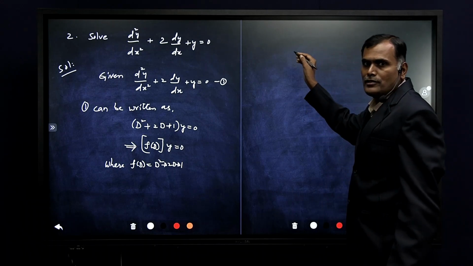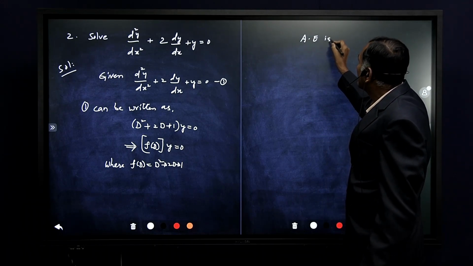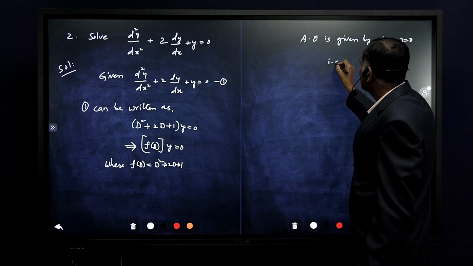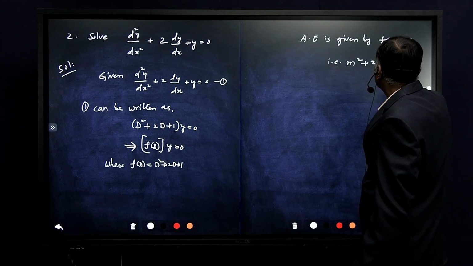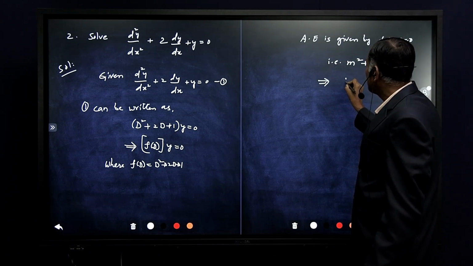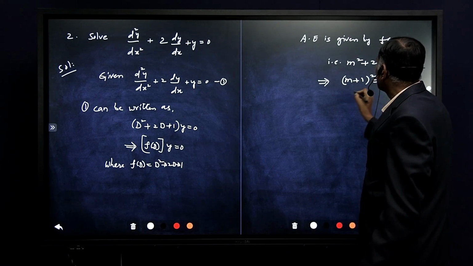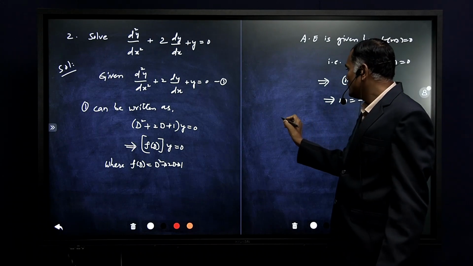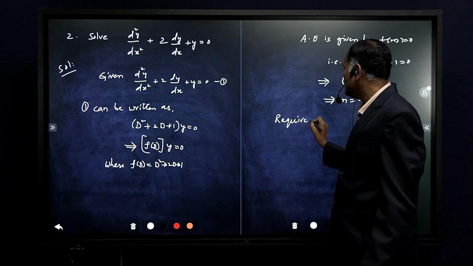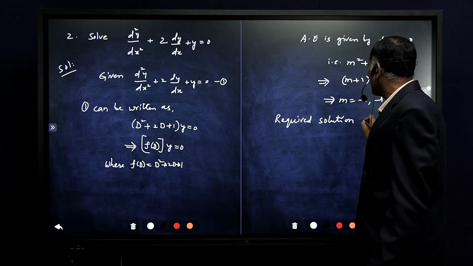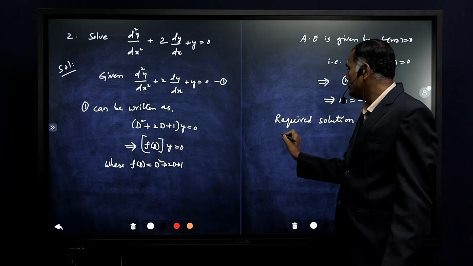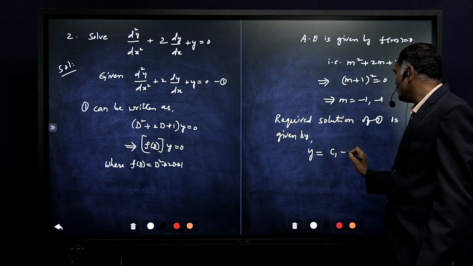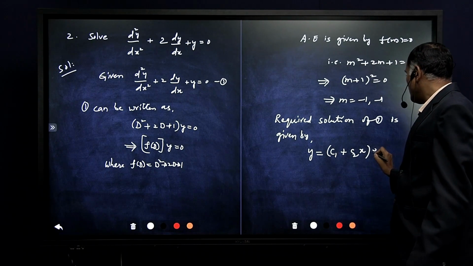Now write down the auxiliary equation. The auxiliary equation is given by f of m equals to 0, that is nothing but m square plus 2m plus 1 equals 0. Now solve this one. This can be written as m plus 1 whole square. This is nothing but m equals to minus 1, minus 1. Clearly the roots are real and repeated. So in this case the solution is given by y equals to c1 plus c2x into e power minus x.